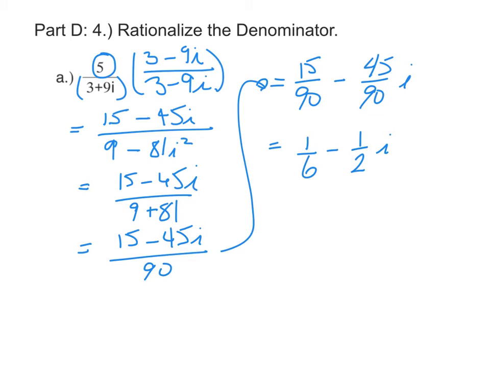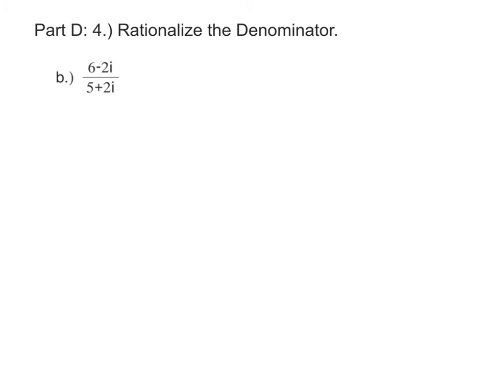And there we've rationalized the denominator. Of course, if we have a complex number in the numerator and denominator, it's going to get a little bit trickier, but the idea is still the same. I want to multiply the numerator and the denominator by the same thing, that being the conjugate of the denominator. So 5 minus 2i. And we'll have to FOIL the numerator instead of just distributing.